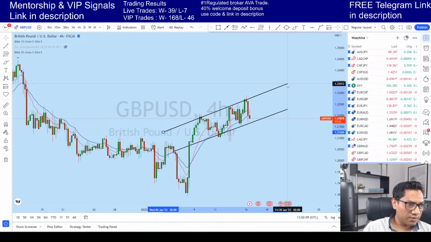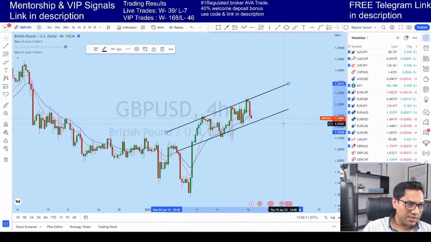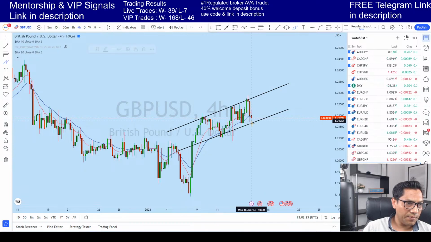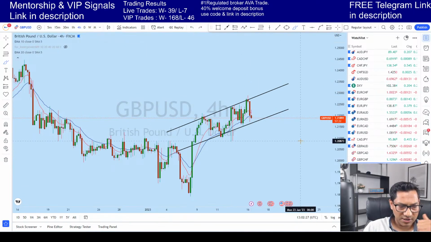is where the price grabbed liquidity from here and now dropped. To sell this market, we need this price to break and then retest, and then you can expect to sell. Otherwise, if it remains within this zone, then this market is still bullish.